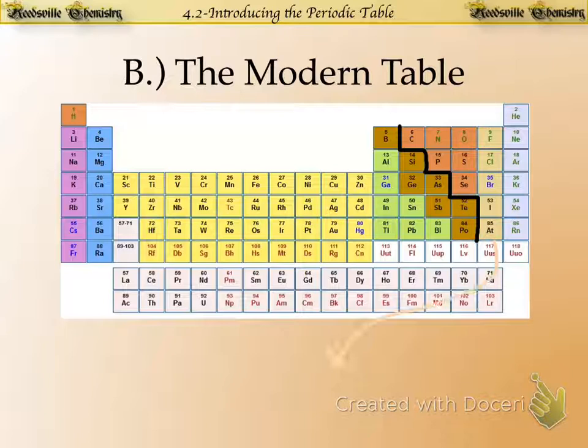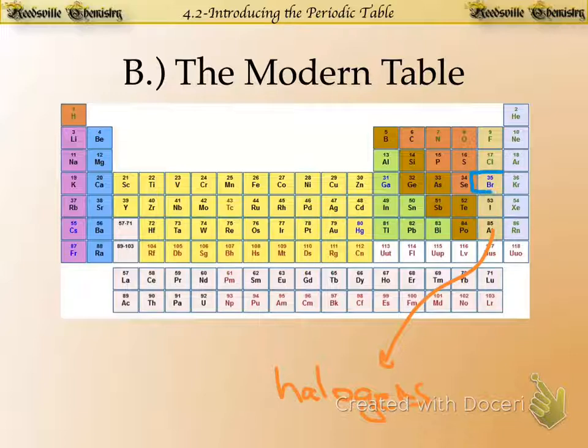These guys here are known as the halogens. Boy, that's a horrible color. Let me get a different one here. These guys are the halogens. They are gases at room temperature. All of them are gases at room temperature, with the exception of bromine. Bromine is one of two liquids on the periodic table, the other being mercury.